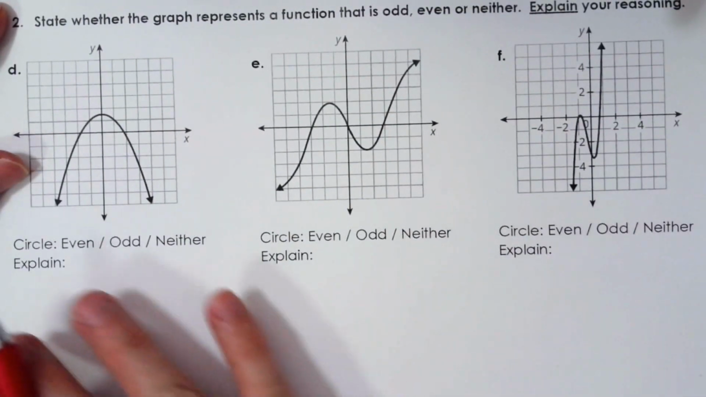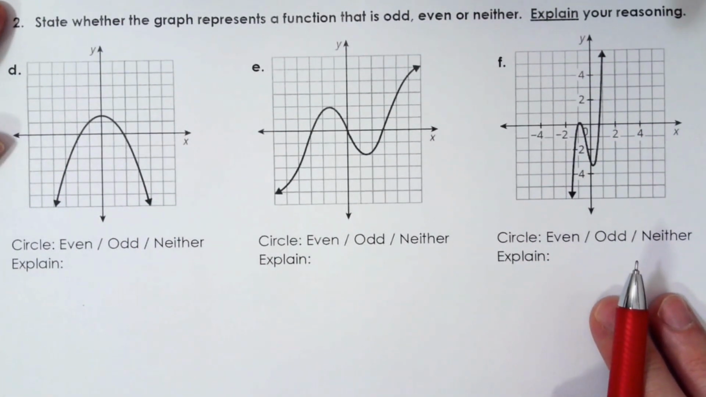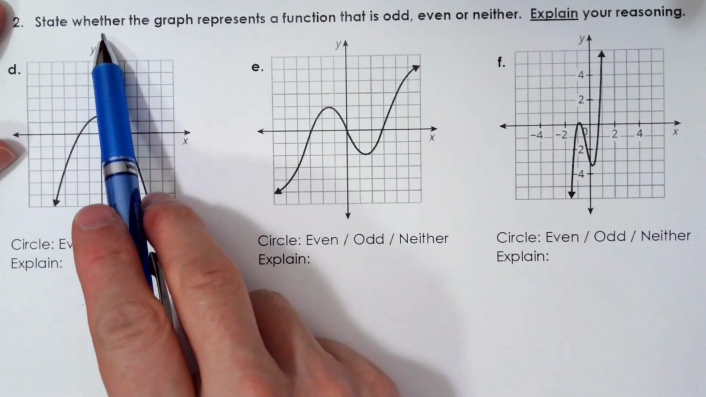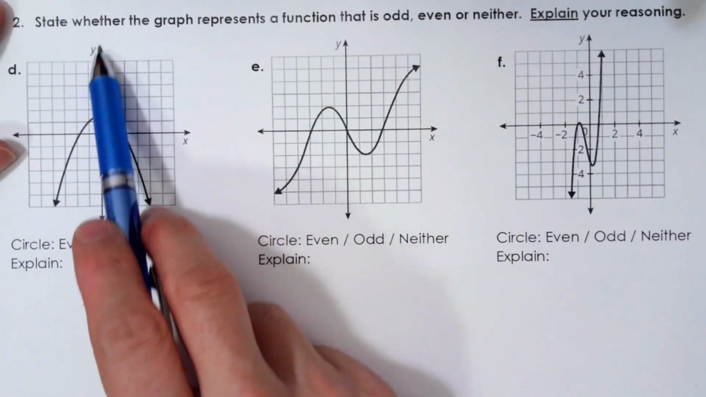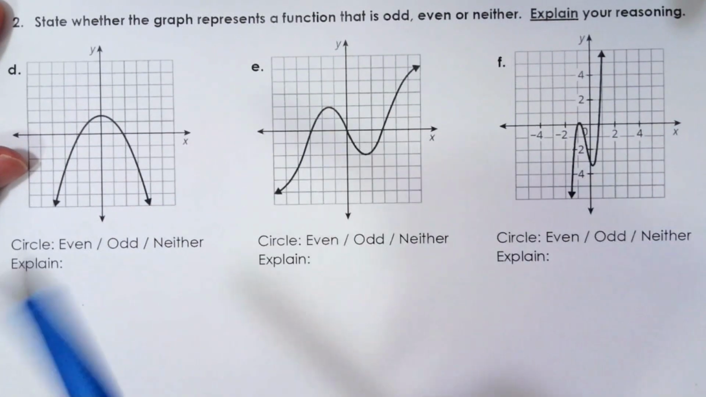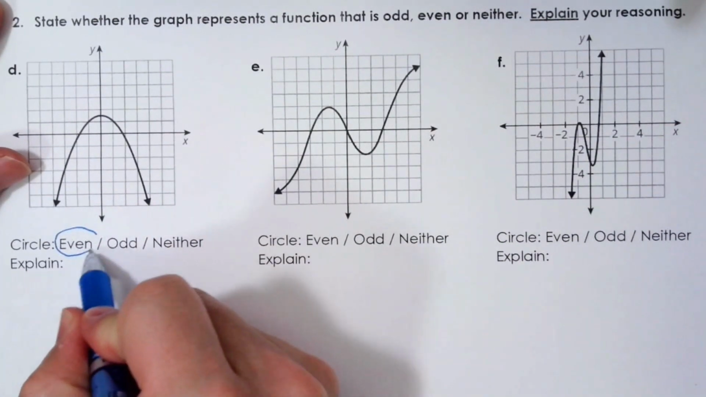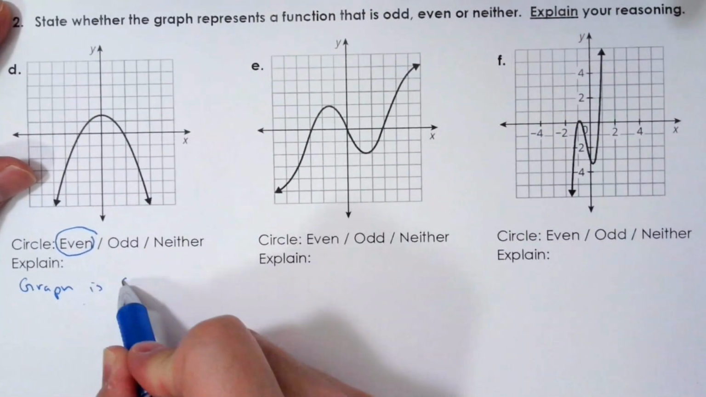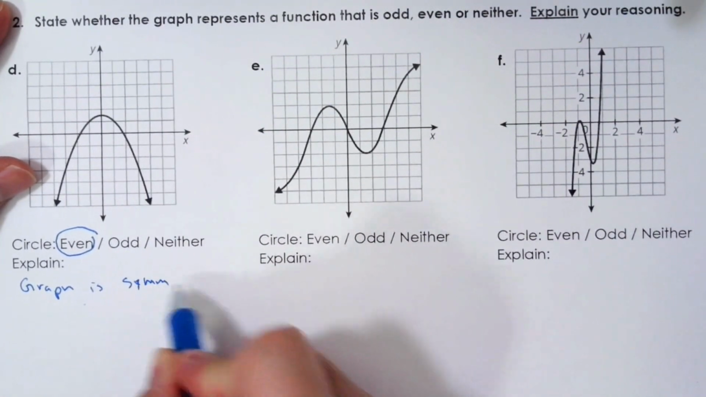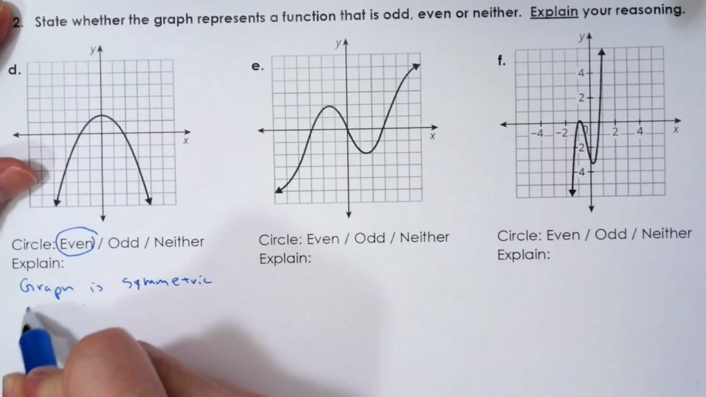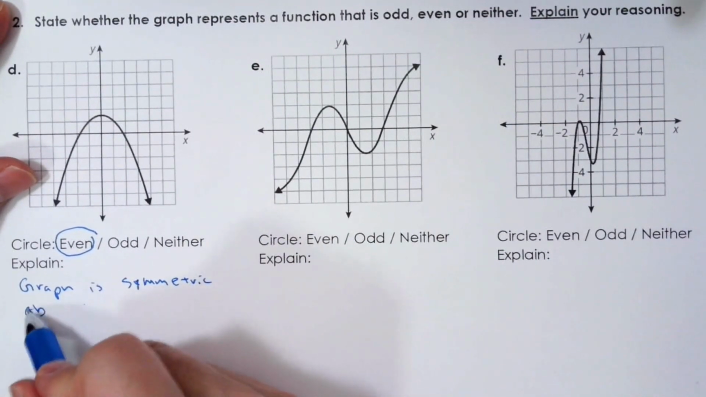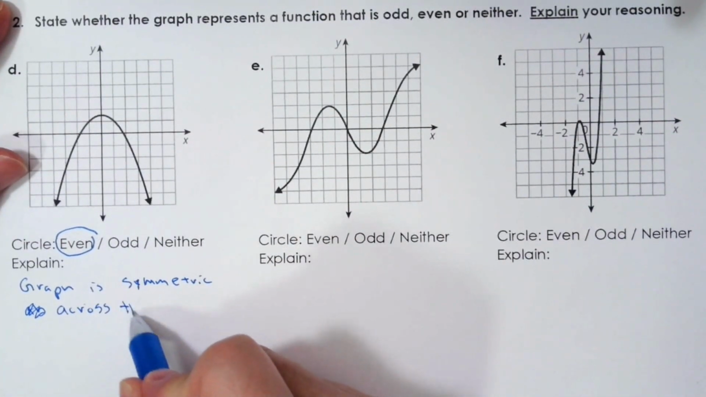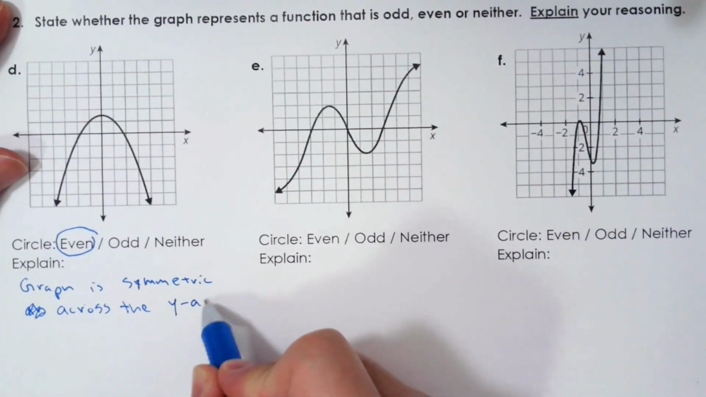Now for this page, the justification statements are going to be the same as the previous page. Hey, that looks about perfect. It looks like we have that nice symmetry across the y-axis, which means we're even. Justification: graph is symmetric across, or about, the y-axis.